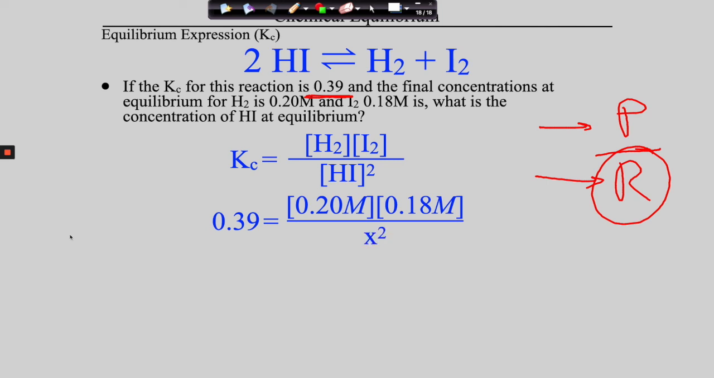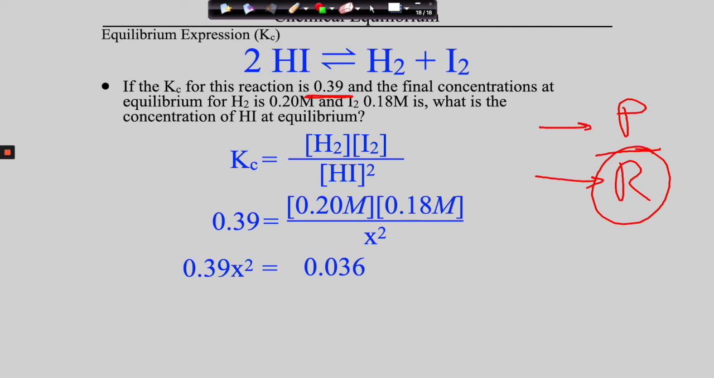So guys, this is where your algebra skills need to kick in. How do we solve it? So guys, in order to solve this, the first thing we're going to do is multiply both sides by x squared. On the right, the x squareds cancel. On the left, you get 0.39x squared. Then, as we try to simplify what's going on the right, we're going to take the 0.20, multiply that by 0.18, and that results in 0.036.